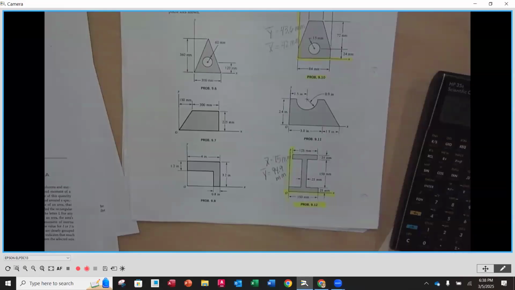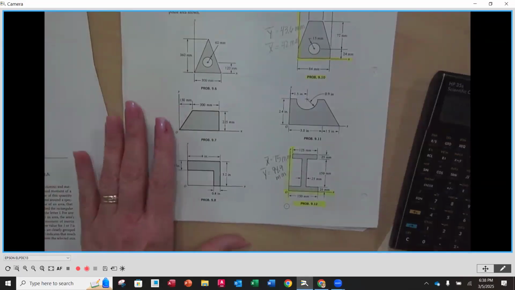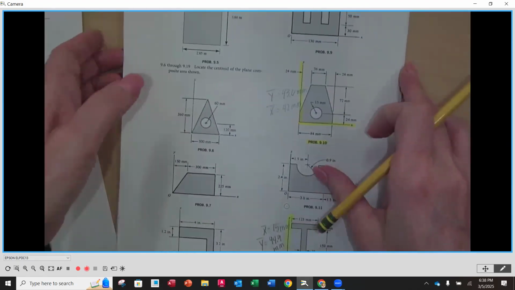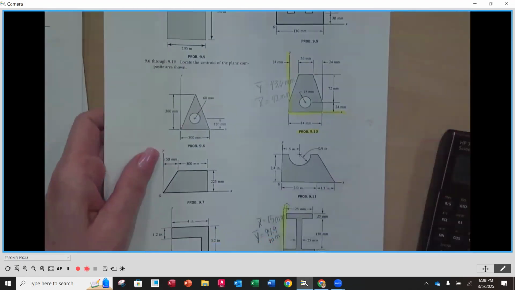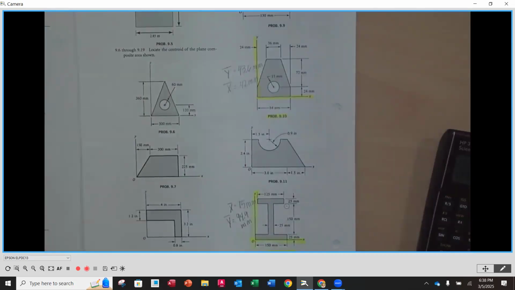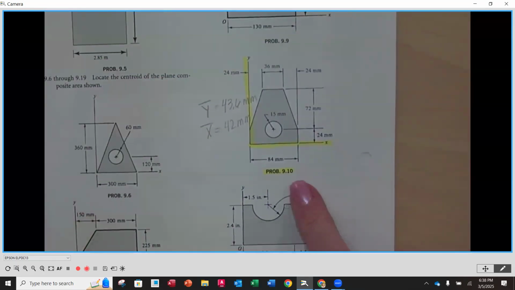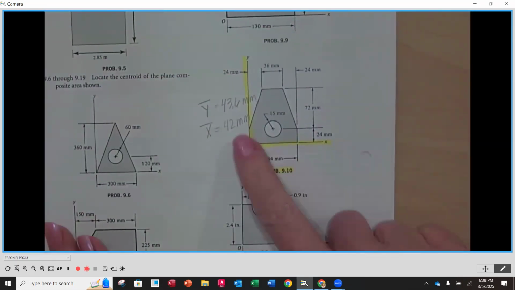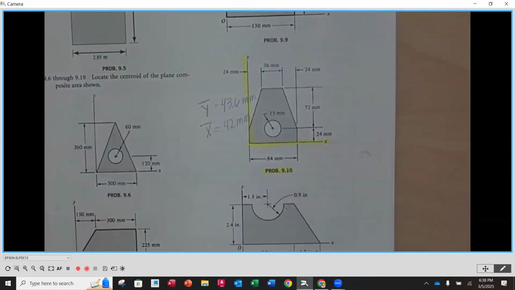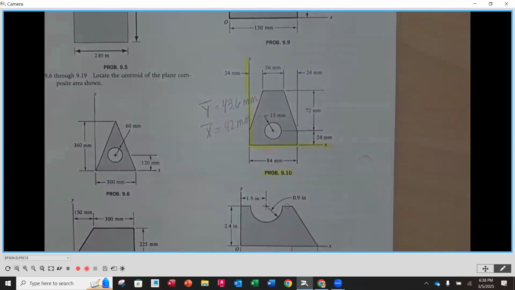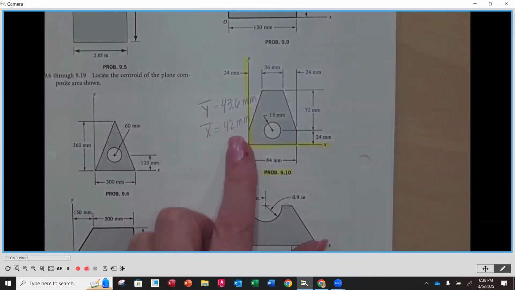So same format that we did for the practice problems. Make sure that you go through and follow that same formatting, including making a diagram at the end of where your X bar and your Y bar are. So the two problems you're going to do are number 9.10. They identify the reference axis for you, so you don't need to find one. I just have the final answers. I put them on here as just a note for myself.